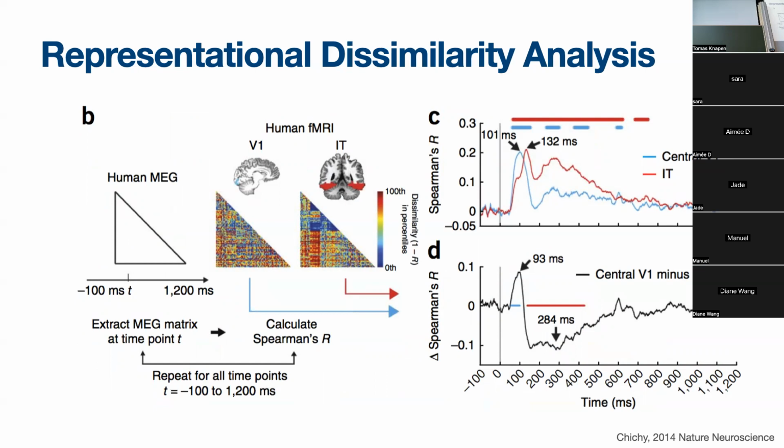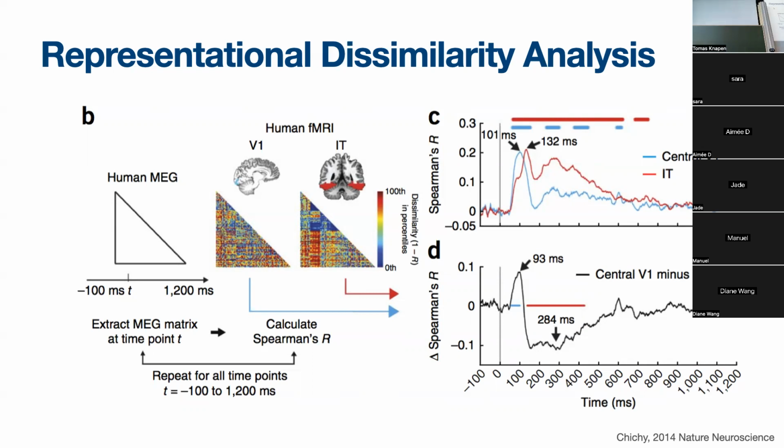And so what you can then do is take the representational similarity matrices from the MEG at different milliseconds, and then try to look at them in terms of their correlation with patterns in V1 and inferotemporal cortex from the fMRI. Here we're using that representational similarity matrix as this Rosetta Stone, as a translation tool.